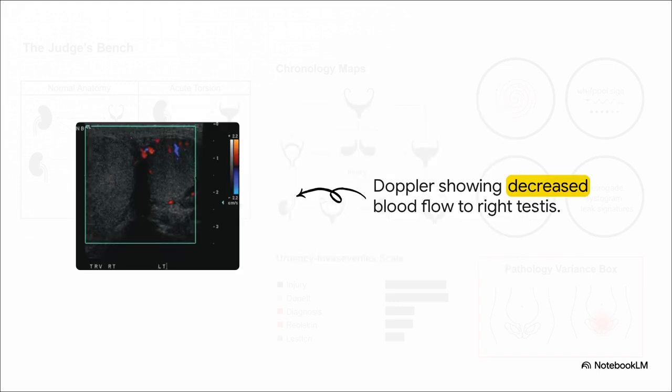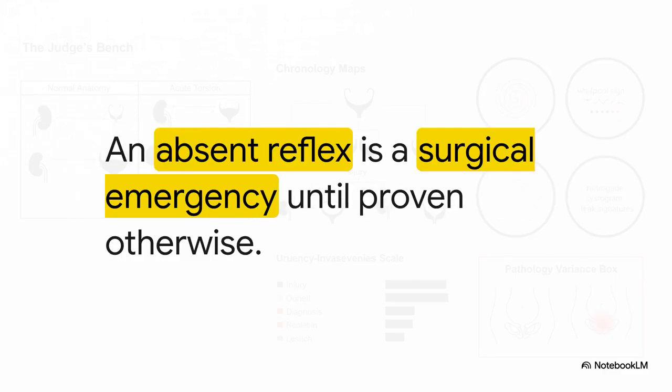If you go ahead and order a transverse Doppler ultrasound, this is exactly what you're looking for. Notice the right side here compared to the left? The Doppler absolutely proves asymmetric swelling and a severely decreased blood flow to that right testicle. This right here is your visual proof of an ischemic testis. And when you see this, man, the clock is ticking. You've got less than 6 hours to attempt manual detorsion or get them into immediate surgery to salvage that tissue before it infarcts completely. Time for our first pathology variance box.